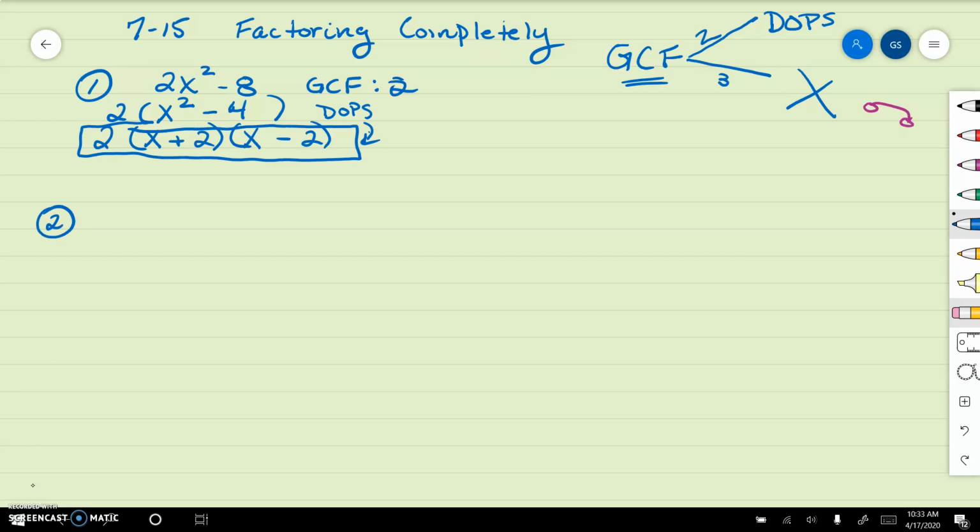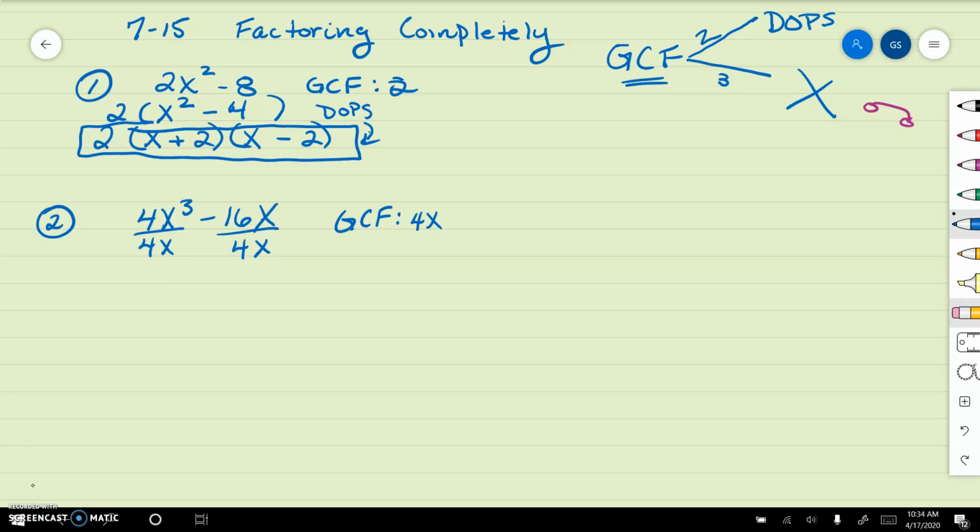Number 2. Let's do 4x to the third power minus 16x. All right, so first thing we're going to do is look for the GCF. So my GCF here is, I definitely see a 4 that can come out. 16 is divided by 4, and so is 4. I also have an x that I can take out of each of these terms. So I'm going to divide by x and x here. So my GCF is 4x.